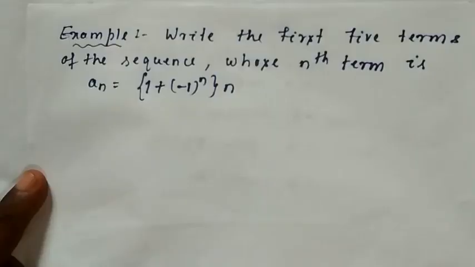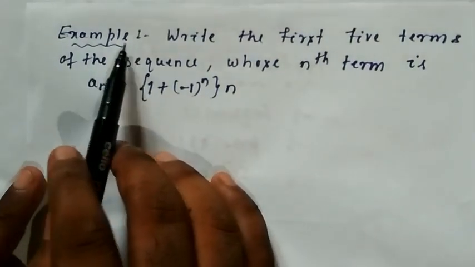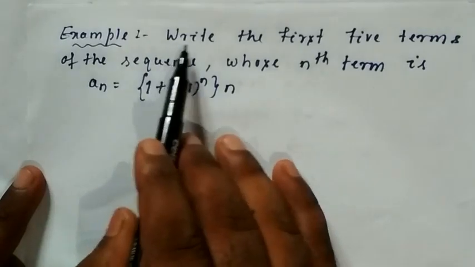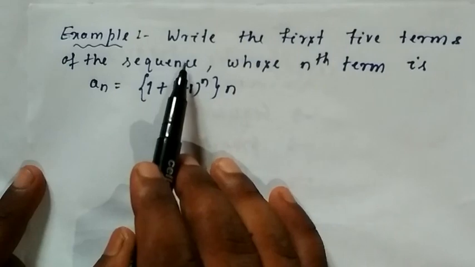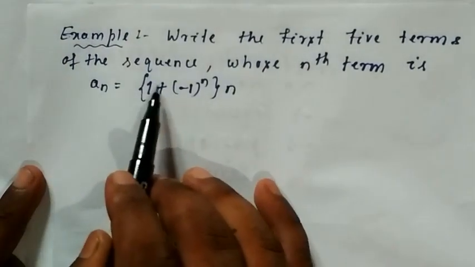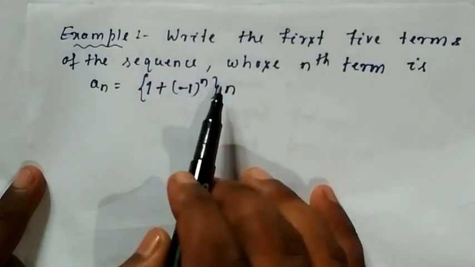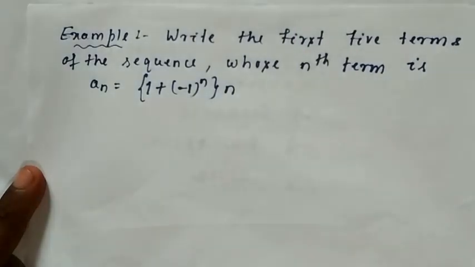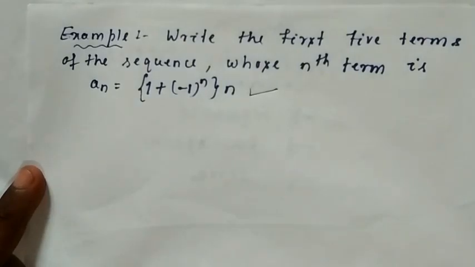Now students, I'll explain some problems based on sequences whose nth term is given to you. Here is the first question, first example you can say. Write the first 5 terms of the sequence whose nth term is a_n = 1 + (-1)^n times n. This is the nth term that is given.